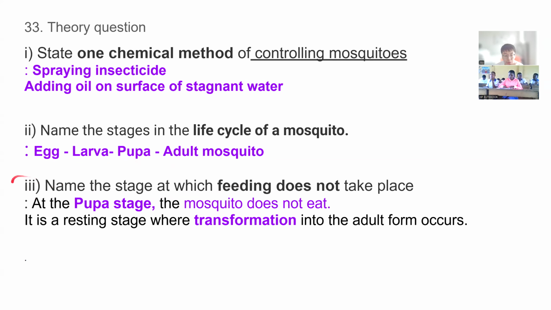And the last part, name the stage at which feeding does not take place. So at the pupa stage, the mosquito does not eat. It is actually just a transformation between the larva and the adult. And in this resting stage, no feeding occurs, so they don't need any more nutrients. They're just developing.